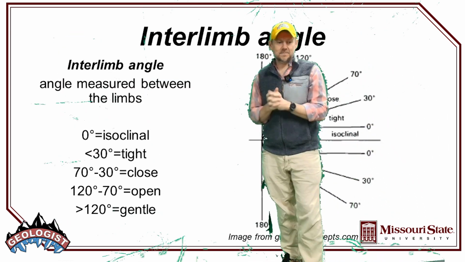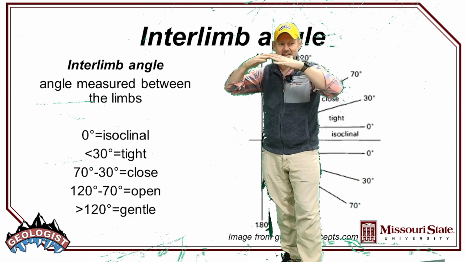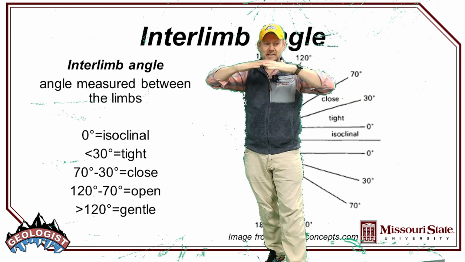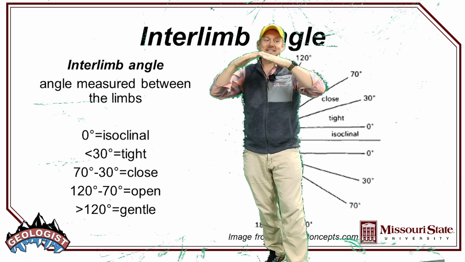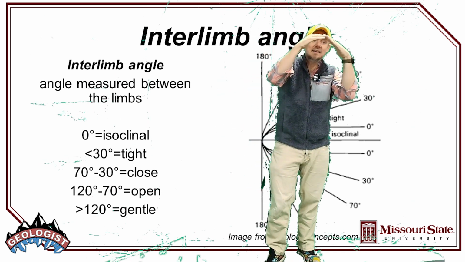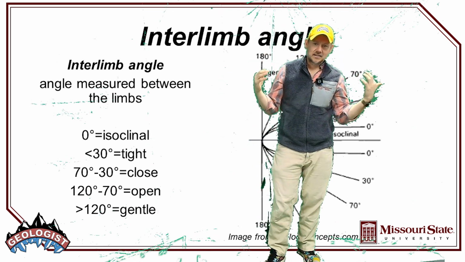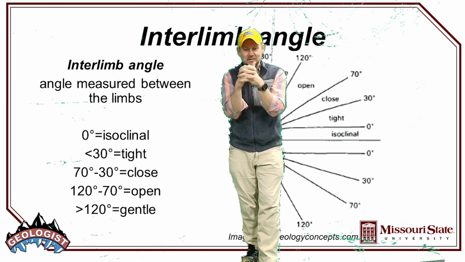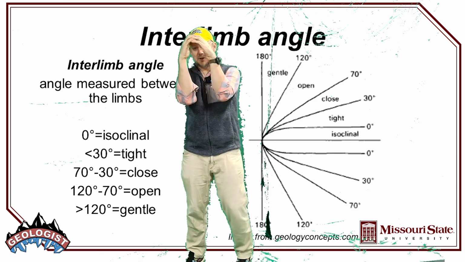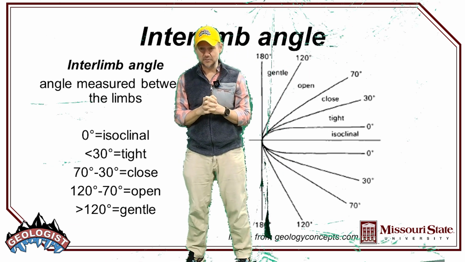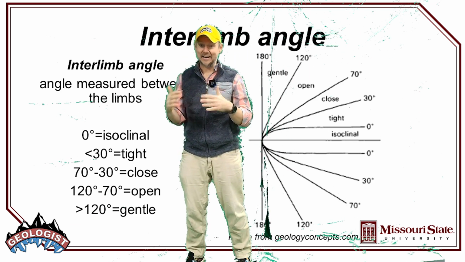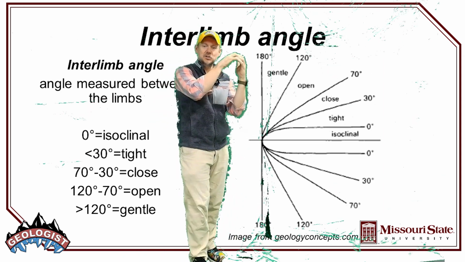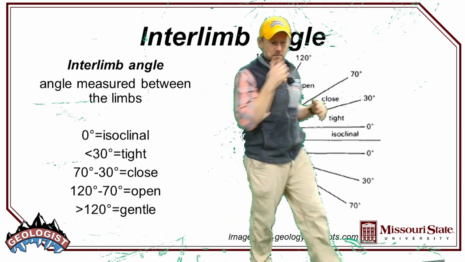Once that folding is less than 120, that's called an open fold. Once it gets down less than 70, that's a close fold. Tighter than, say, 30 is a tight fold. And then once we get down even less than that, closer to where the limbs are parallel, that is called an isoclinal fold. As in iso, same, clinal, dip, right? So whatever the way the isoclinal fold is facing, the two limbs are going to dip the exact same angle.